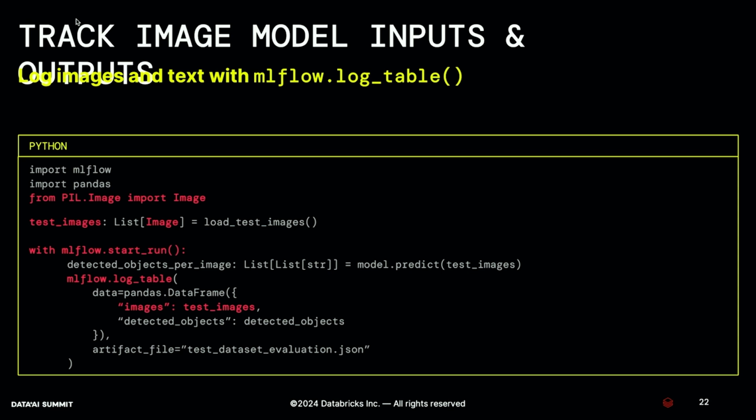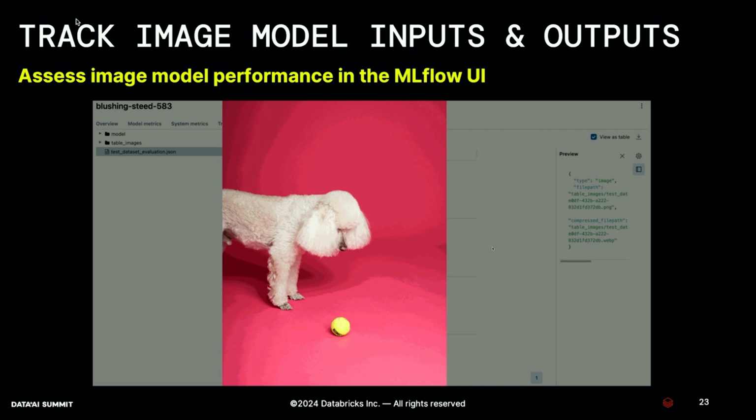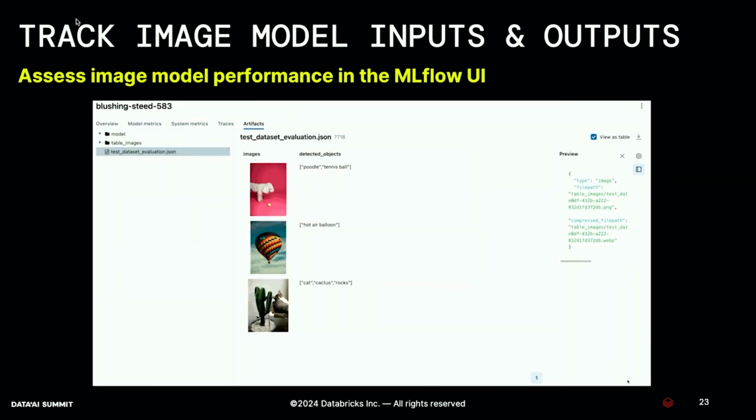Consider a use case where you're developing an object detection model. Your model takes in a collection of images and produces a collection of detected objects. You want to test that model. So you load a collection of test images into memory, and you feed them through your model to produce a collection of detected object labels. With MLflow, you can package up those images and those lists of detected objects as a data frame, and with a single log table API call, record all of that information to MLflow, and the whole thing takes less than 15 lines of code.